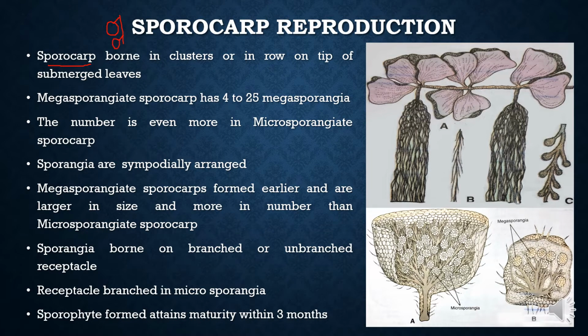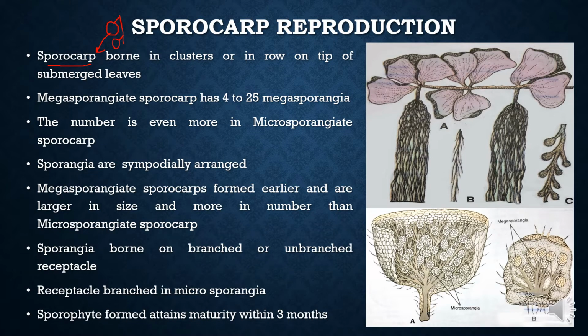So each sporocarp contains either megasporangia or microsporangia. We know that Salvinia is heterosporous and two types of spores are present, microspore and megaspore. The microspore ultimately gives rise to the male gamete, and the megaspore gives rise to the female gamete.